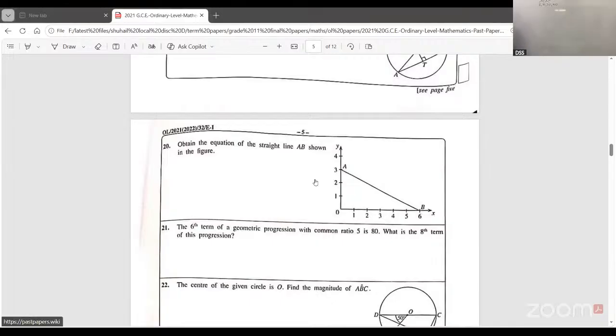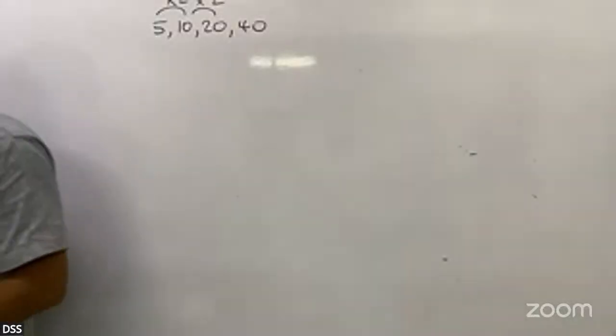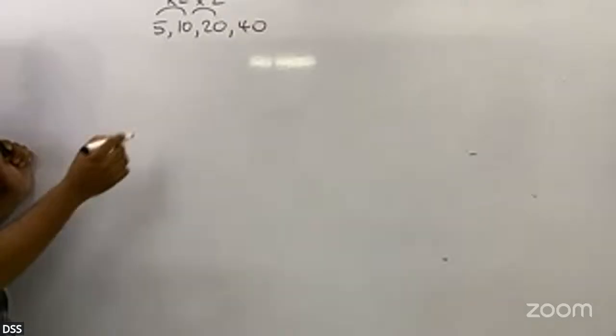Now they have said here: the sixth term of a geometric progression with common ratio 5 is 80. It means the sixth term is 80. You have to understand this English. Can you understand, sixth term is 80? They have told the sixth term is 80. What is the eighth term? They have asked.